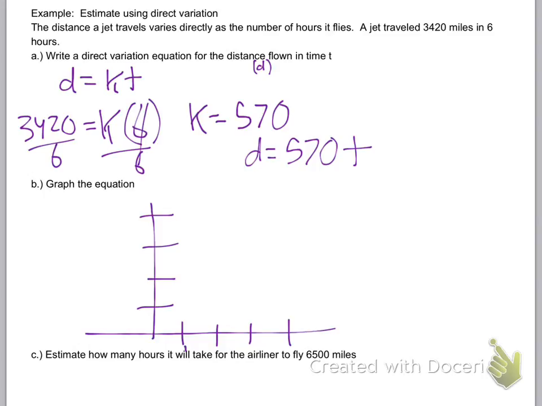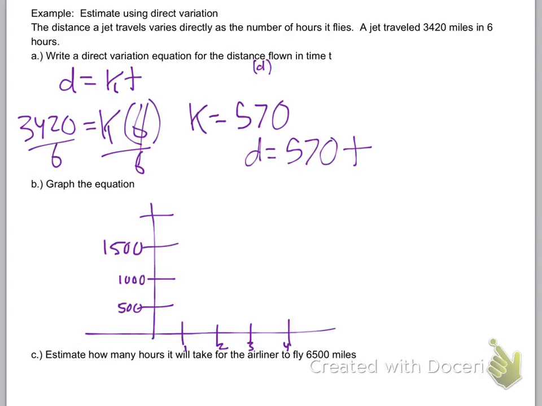Hours go across the bottom. 1, 2, 3, 4. Going by ones. What do you think I probably should use my Y or the D axis? Probably go by 500s? 500s is fine. It's not going to be perfect, is it? But hey, wait a minute.